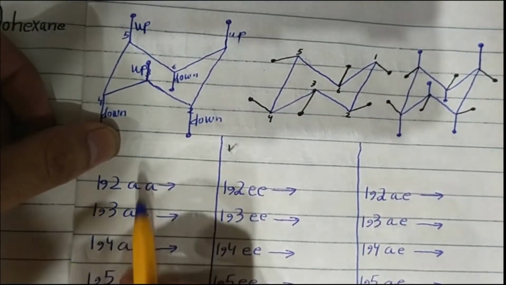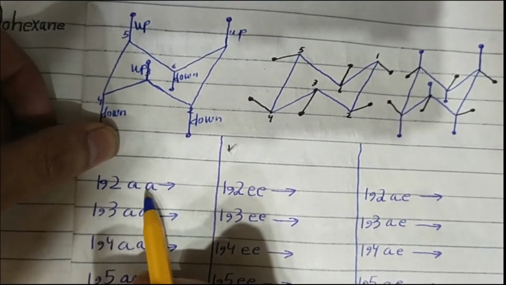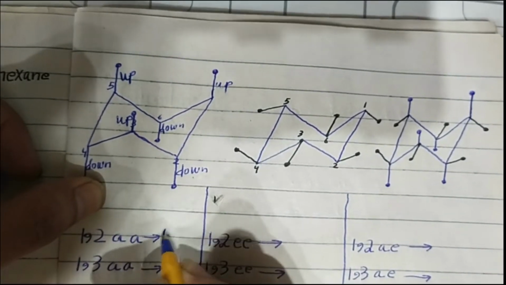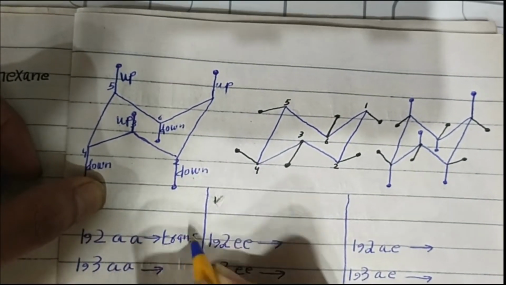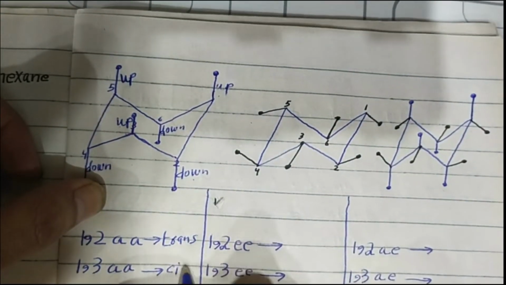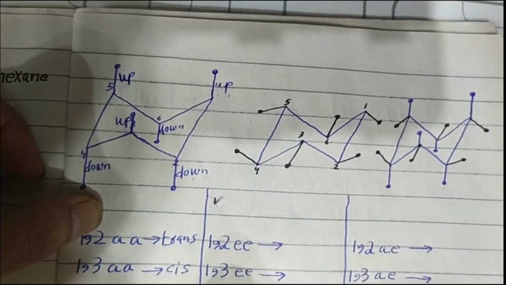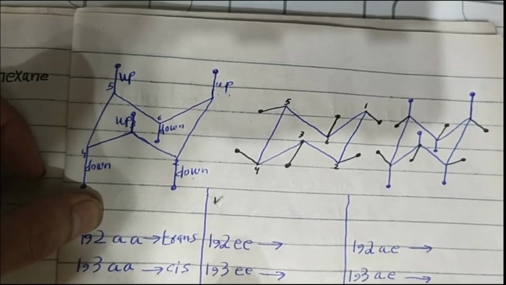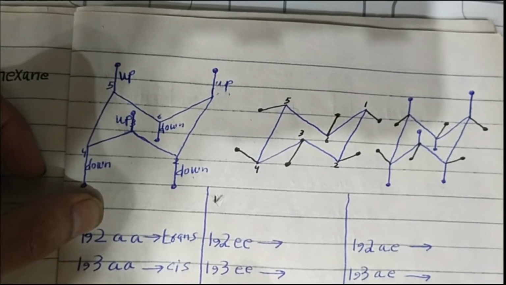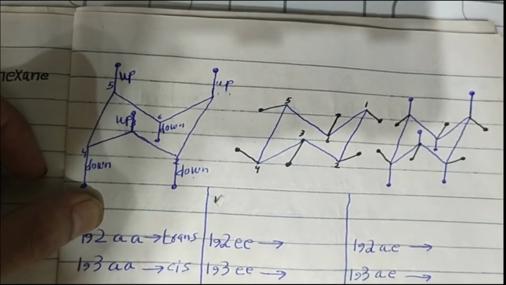Now 1,2 axial geometry. This is up, this is down. So the axial bonds are trans. 1,3 cis. 1,4 trans. 1,5 cis and 1,6 trans.